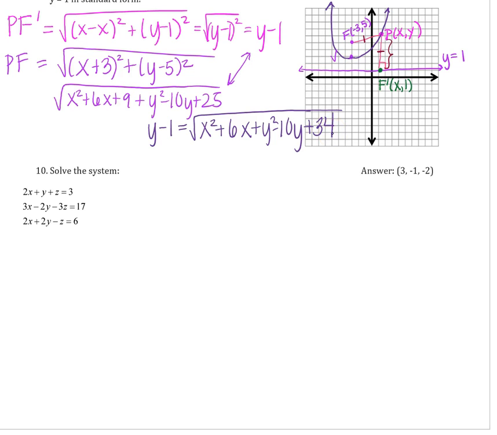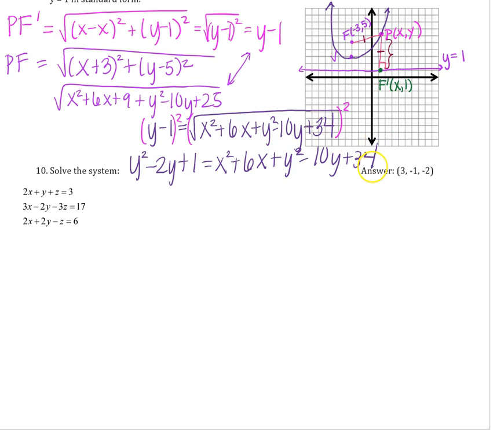Okay, so to get rid of the radical, I have to square both sides. So I get y minus 1 is equal to this whole stuff. Or I'm sorry, y minus 1 squared. So I get y squared minus 2y plus 1 is equal to x squared plus 6x plus y squared minus 10y plus 34. Okay, you'll notice your y squareds will drop out.